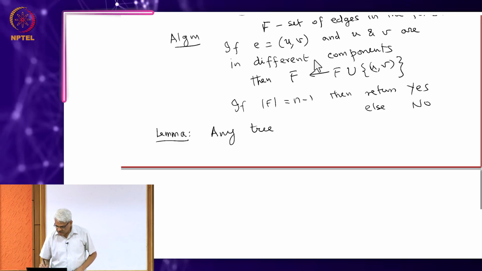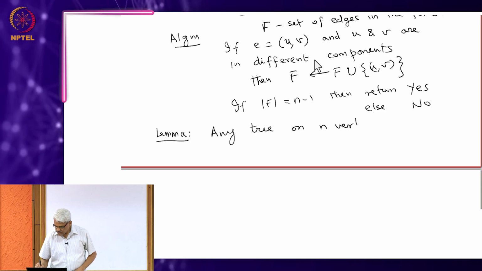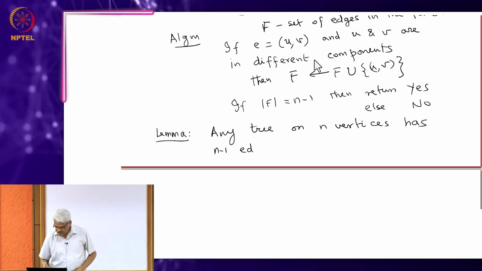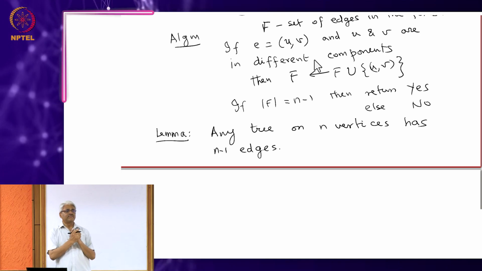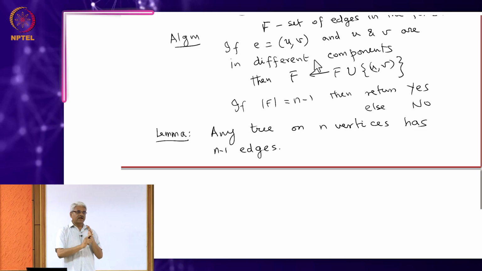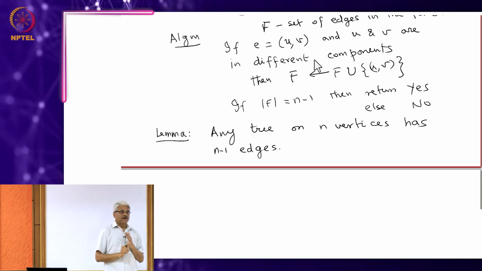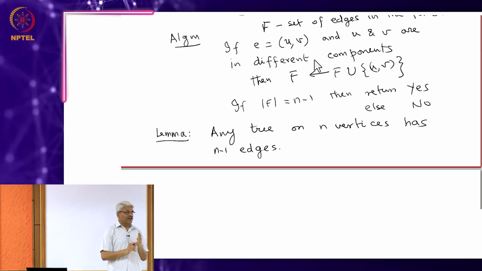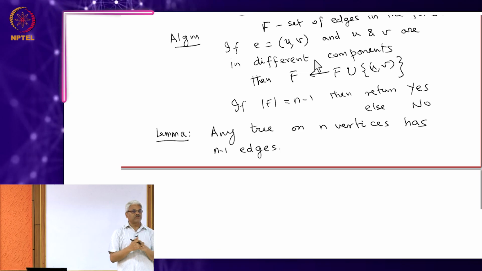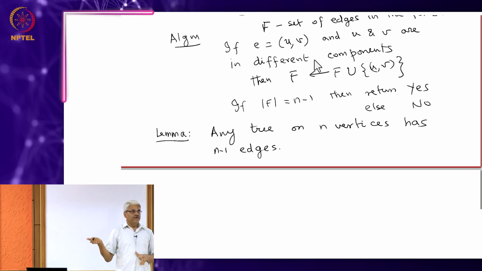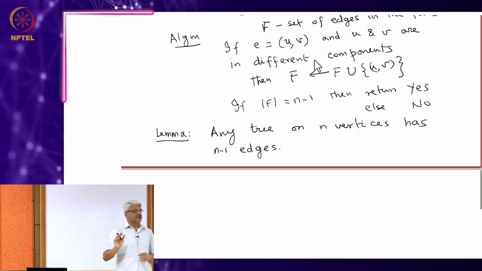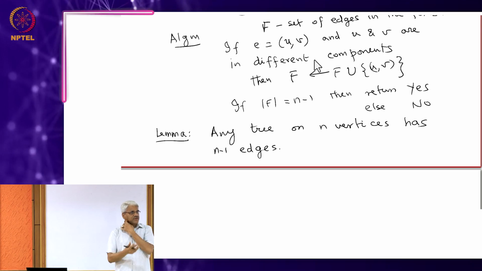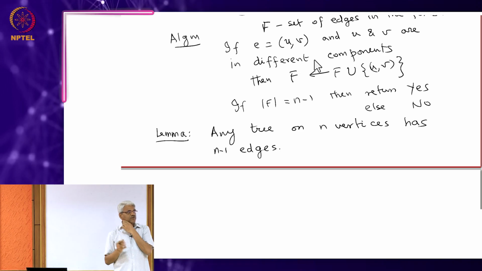Any tree on n vertices has n minus 1 edges. What is a tree? A connected acyclic graph, right? If it's not connected, it's a forest. So a connected acyclic graph is a tree. That's the definition of a tree for us. Prove that any tree on n vertices has n minus 1 edges. Okay. If you have not seen it, it's a very basic theorem in graph theory, and if there is time, you can look at it in the tutorial. Okay.